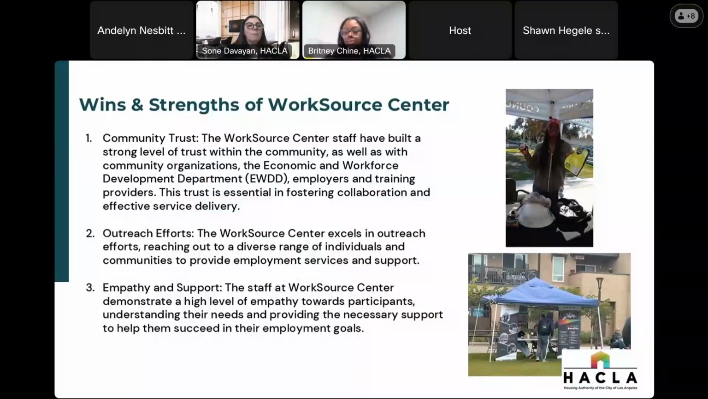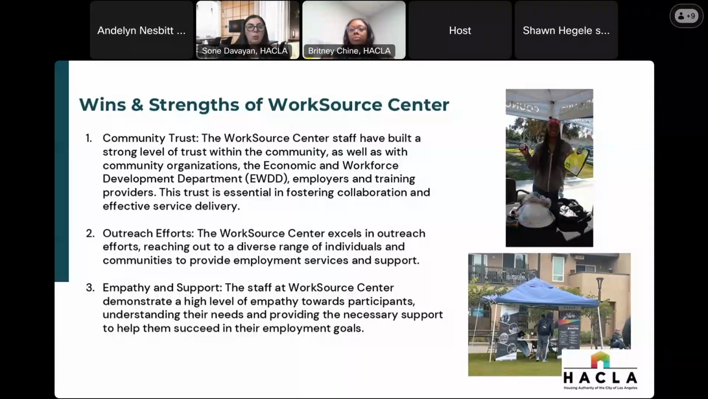The strength of the WorkSource Center. One of the first things before you do anything in the community is you need to get their trust. Trust is a key component, and we want to be able to deliver on our promises in our communities. We have worked really hard over the many years to build that trust with our community, with our residents, and to bring in the resources to them so they can follow through with those resources and better themselves. And we provide that with our partners.